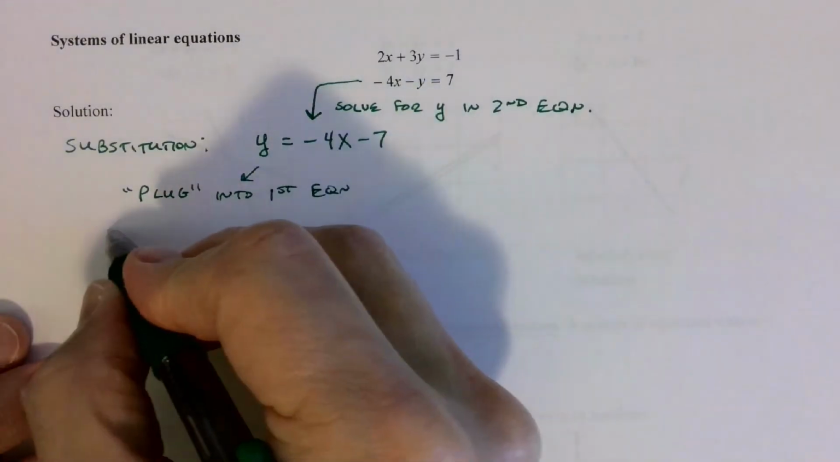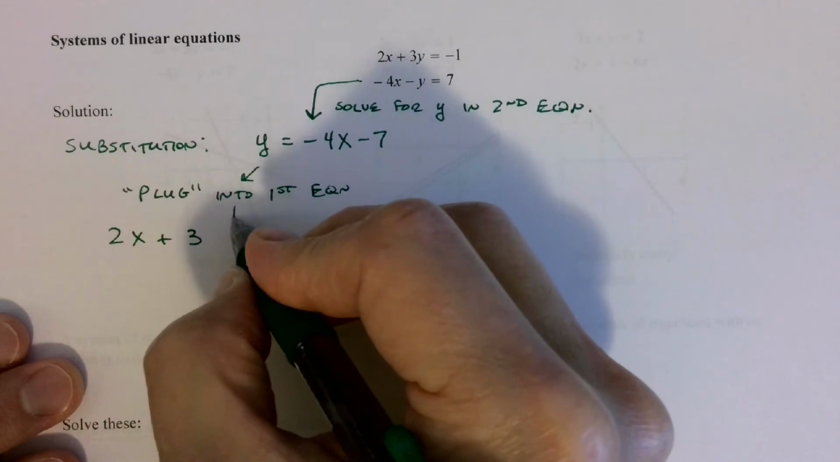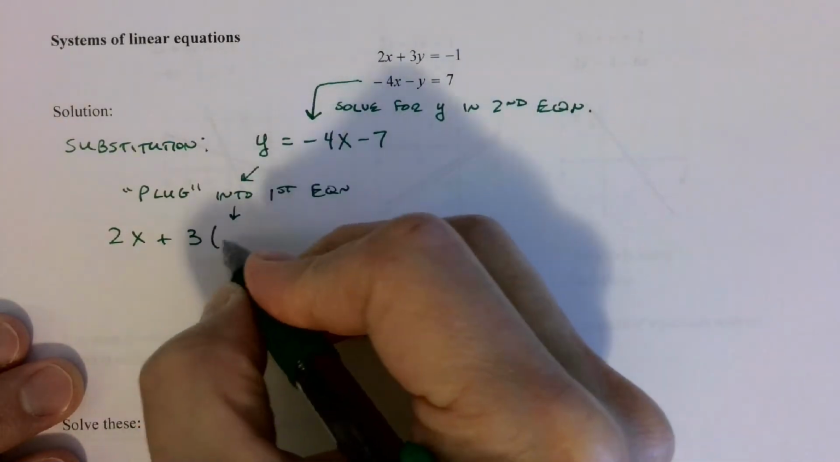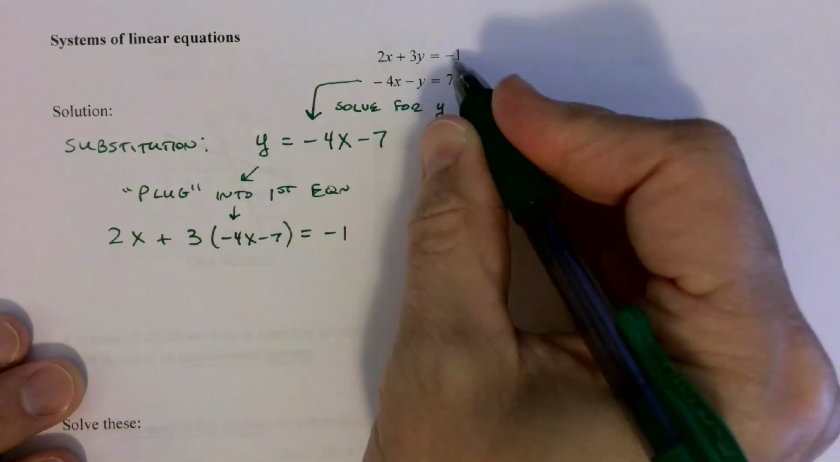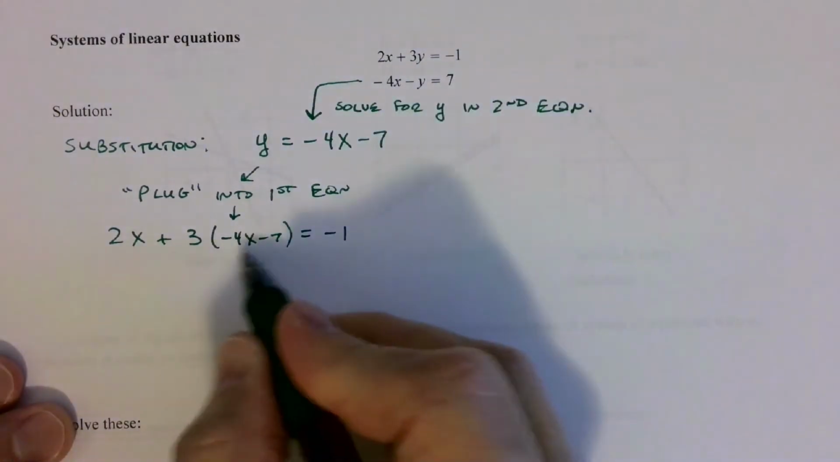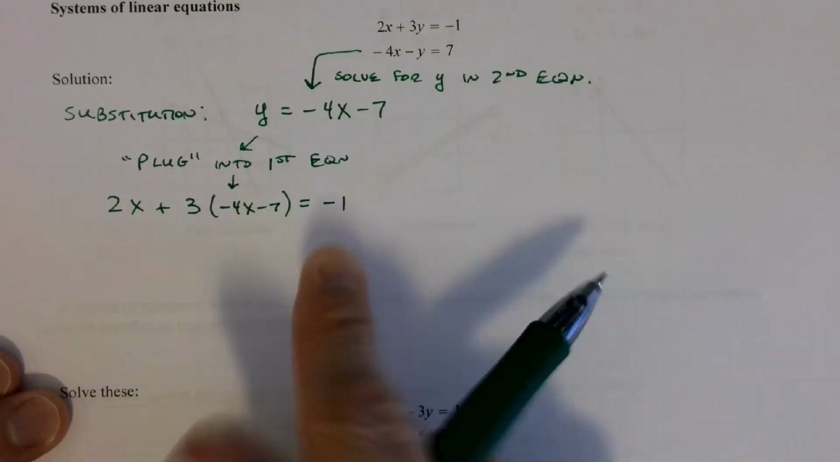Okay, so this is 2x plus 3y, but I'm going to replace that y, which is negative 4x minus 7, into that equation equals negative 1. So there's that first equation. I replaced y with the corresponding expression for x. Now I have one equation in the variable x.